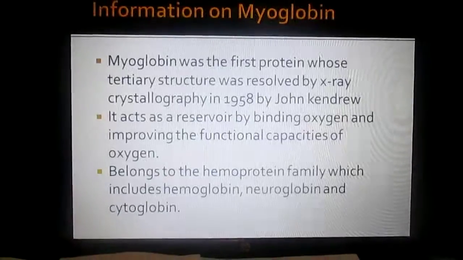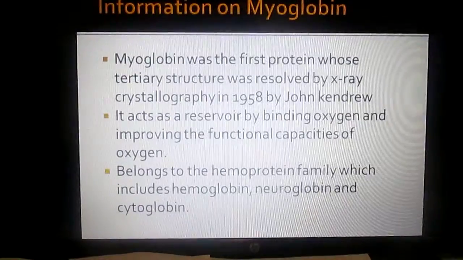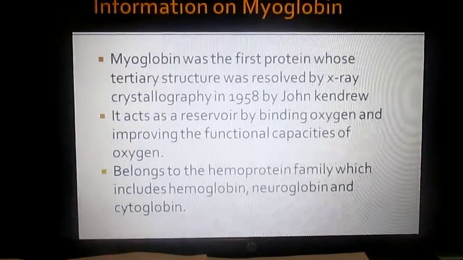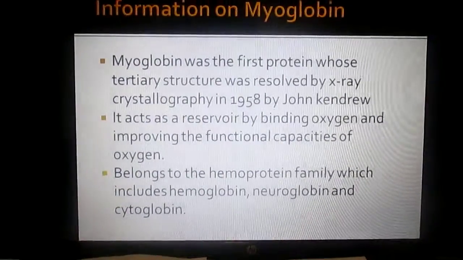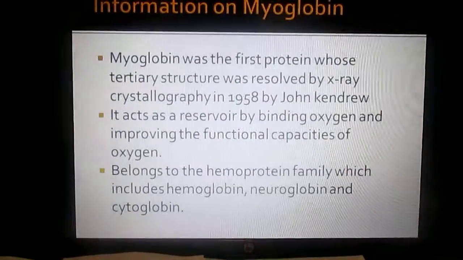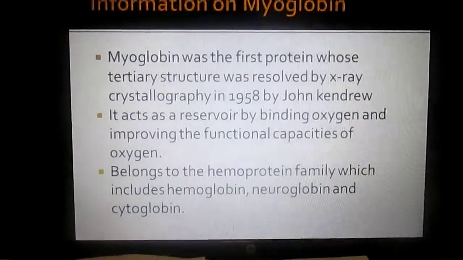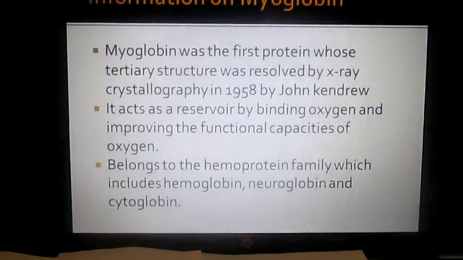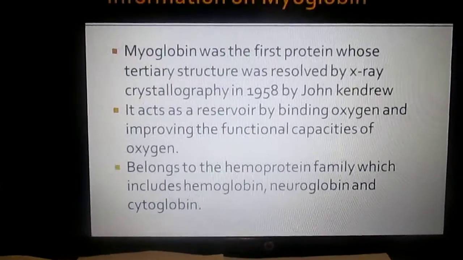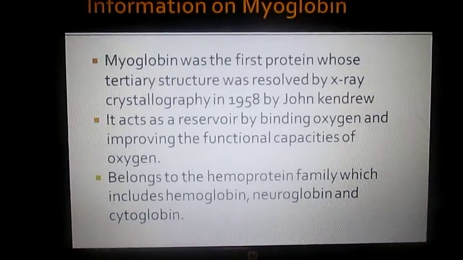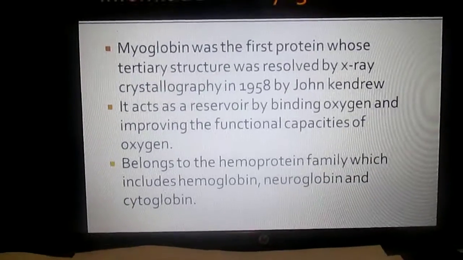This is some more information about myoglobin. Myoglobin was the first protein whose tertiary structure was observed by X-ray crystallography, in 1958 by John Kendrew. It acts as a reservoir for binding oxygen and improving the functional capacities of oxygen. It belongs to the heme protein family, which includes hemoglobin, neuroglobin, and cytoglobin. In humans, myoglobin is encoded by the MB gene.